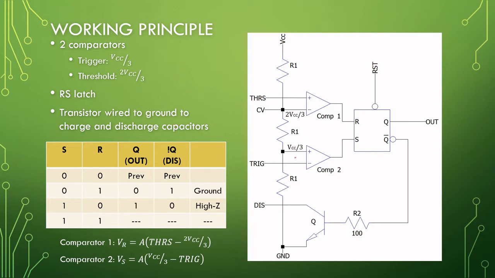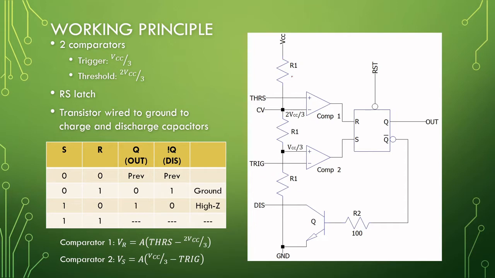Okay, so if we have a look at the 555 here, we have two comparators, a transistor with a resistor connected to our RS latch here, and our RS latch has a reset. The 555 is an 8-pin chip. So we have VCC, ground, reset, output, a threshold, this pin called CV, which is just a connection to this voltage divider here, and the trigger.